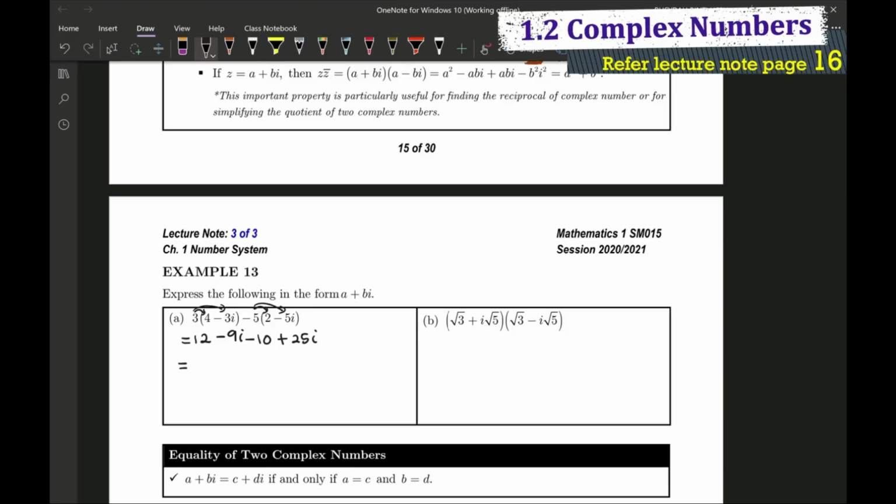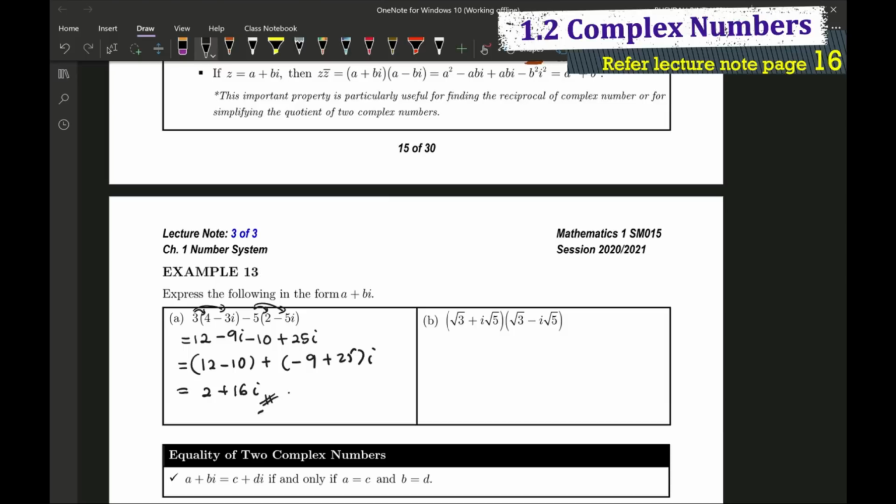We add or subtract the real part separately from the imaginary part. So it will become 12 minus 10, and then we have plus -9 plus 25i. So here it will become 2 plus 16i. So this is the final answer. Okay, very simple.